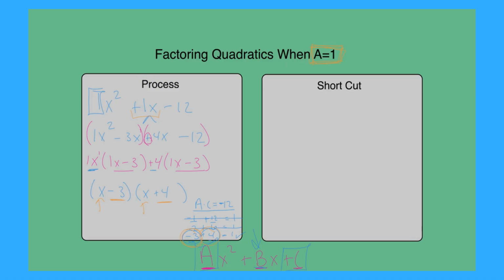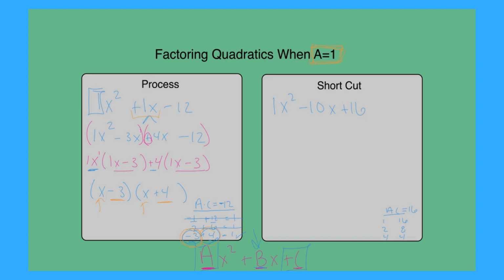So let's try one just using the shortcut. Let's look at this problem, x squared minus 10x plus 16. So we still have to do that AC part. We still have to find our numbers. So I need to do A times C. So the A is 1, C is 16, so 1 times 16 is 16. So my goal number is 16. I need factors of 16. So 1 and 16, 2 and 8, 4 and 4.